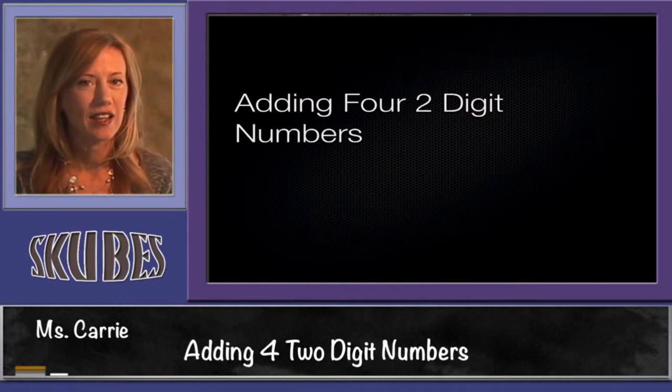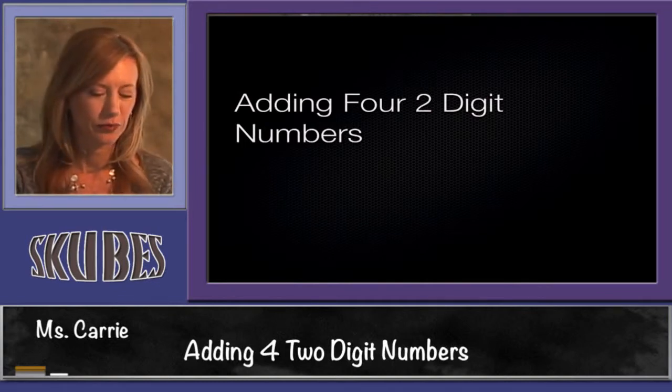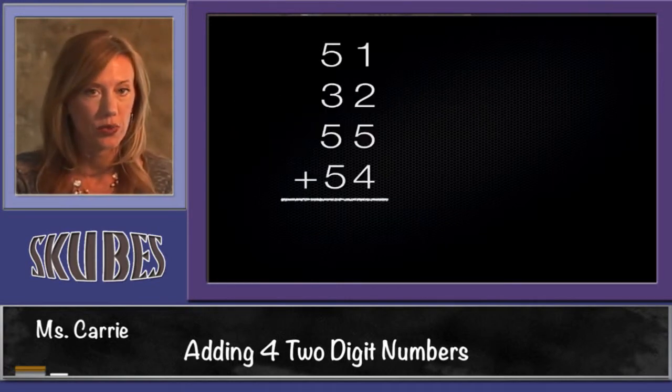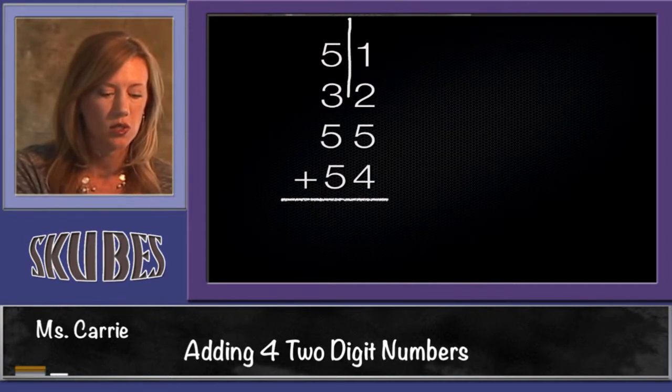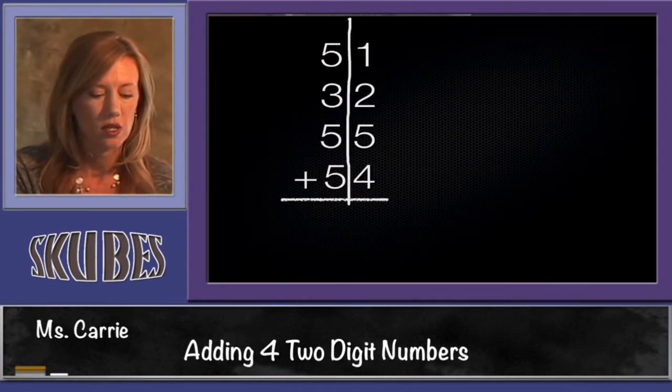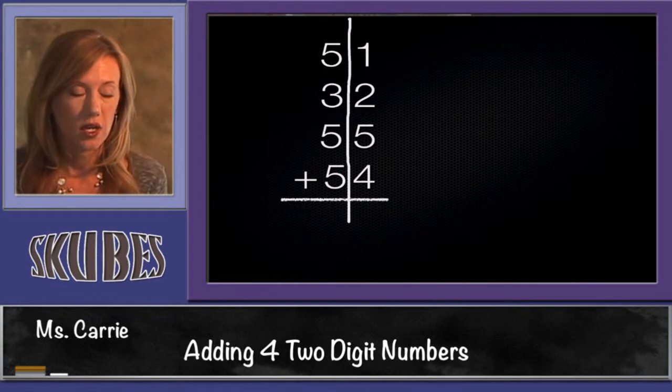This lesson is on adding 4 two-digit numbers. When we're adding 4 two-digit numbers, it's important to look in the ones place first. I'm going to draw a line down the middle to show you the difference between the tens place and the ones place. So we're going to start with the one side.